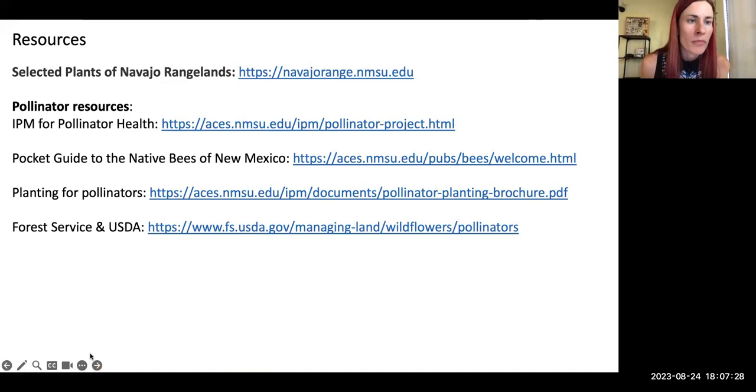So, Selected Plants of Navajo Rangelands. This is where I got a lot of these native plants; there's a whole list of native plants on there. It's a really good resource. There are pollinator resources for IPM and pollinator health. And then there's this pocket guide to native bees of New Mexico that NMSU has. A lot of these are handouts and pamphlets. And then Planting for Pollinators, if you want to learn more about that. And then the Forest Service and USDA have a lot of information as well.